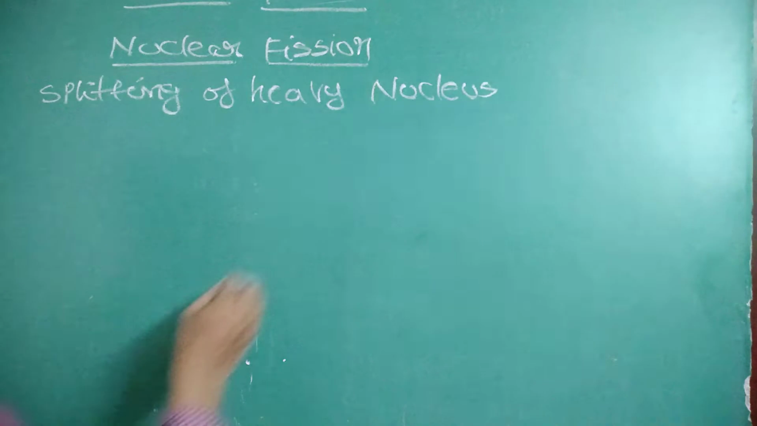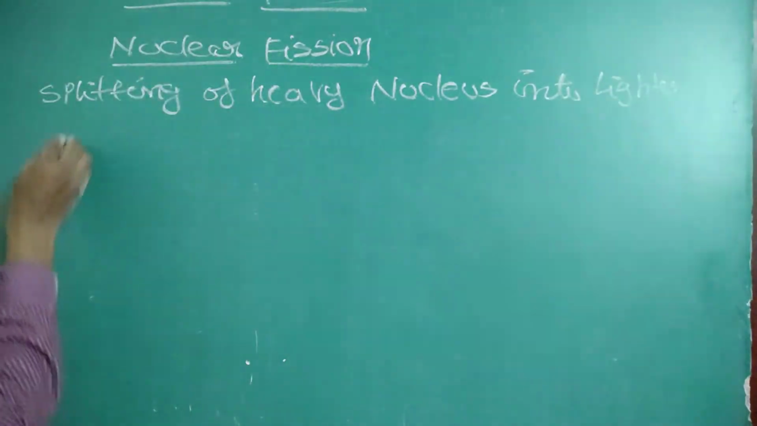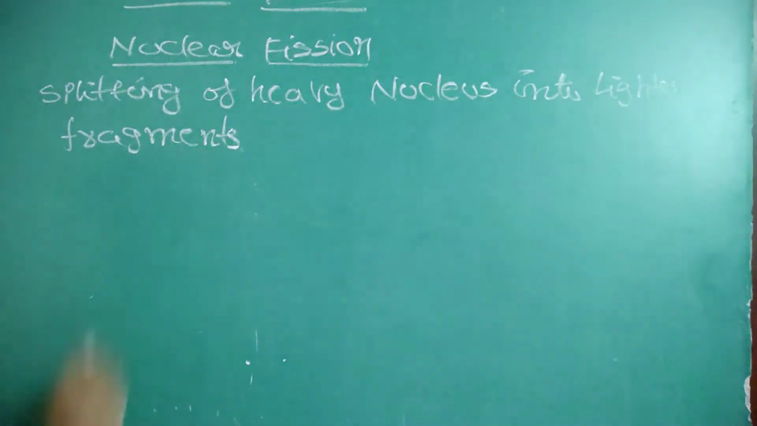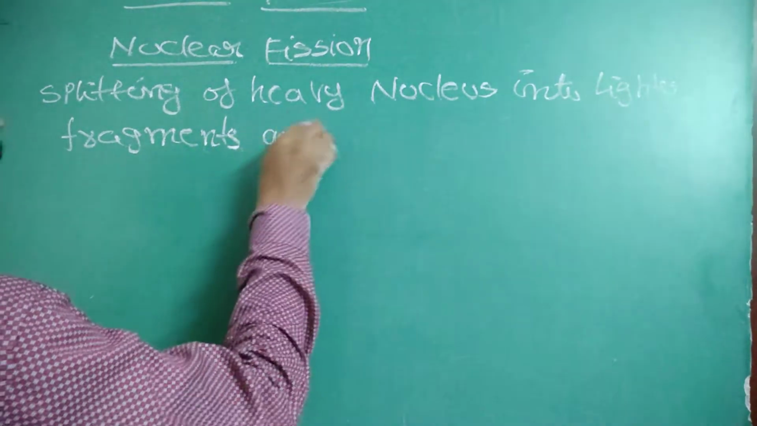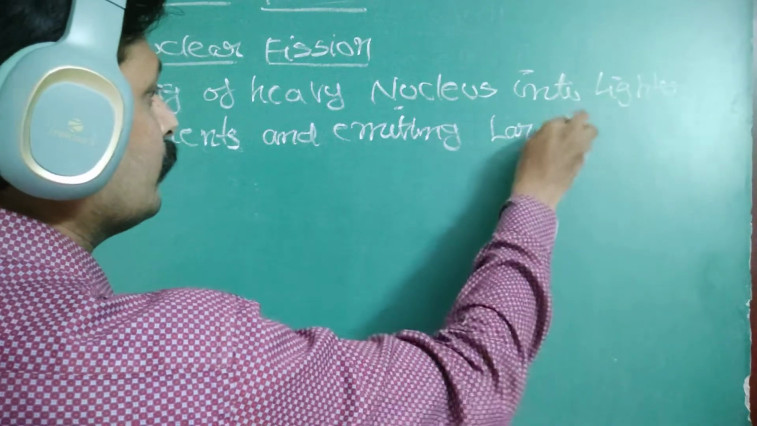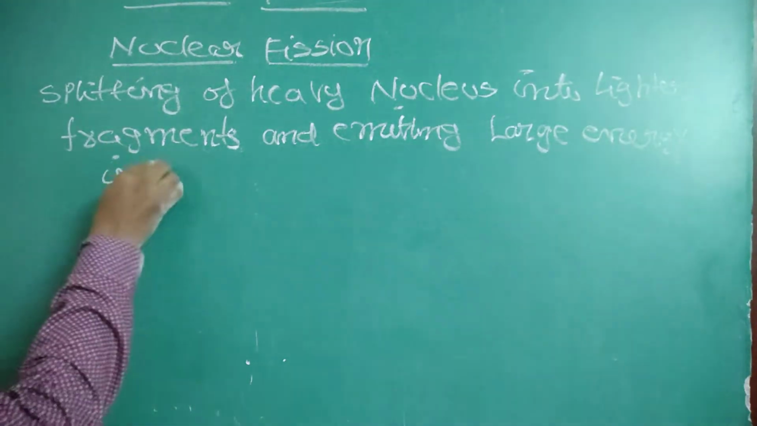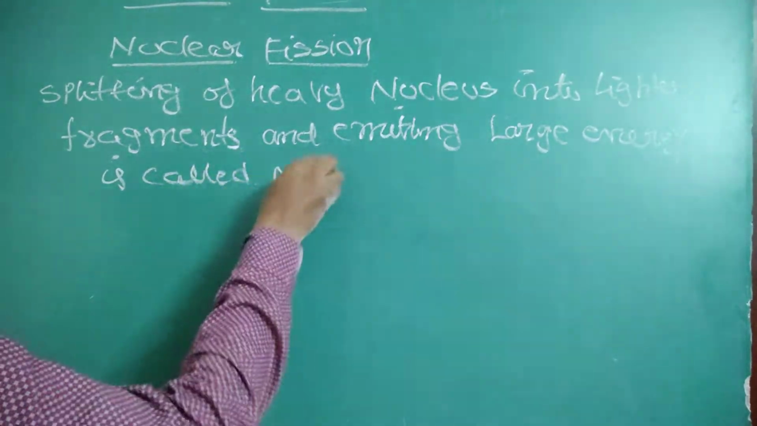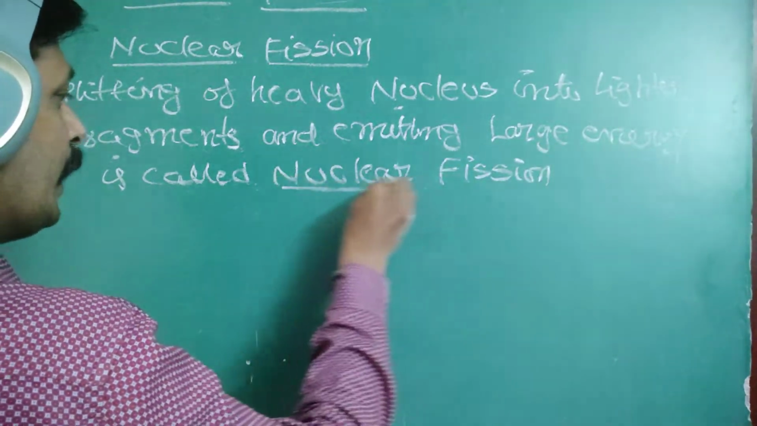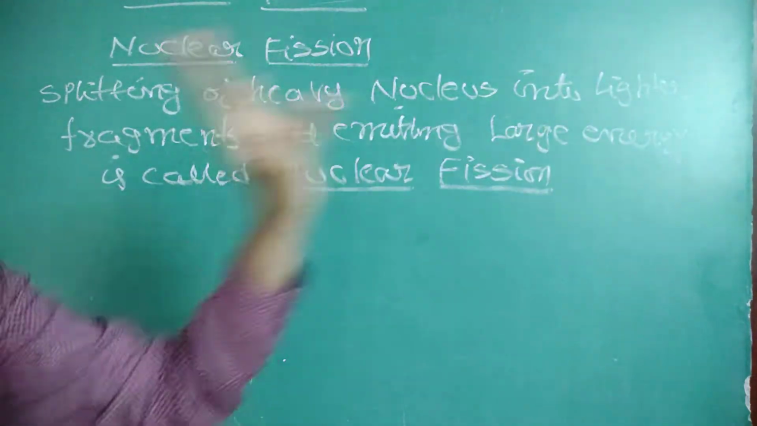Splitting of heavy nucleus into lighter fragments and emitting large energy is called nuclear fission. The definition first I described, the meaning of nuclear fission. Here the point is a heavy nucleus splits into multiple lighter ones.